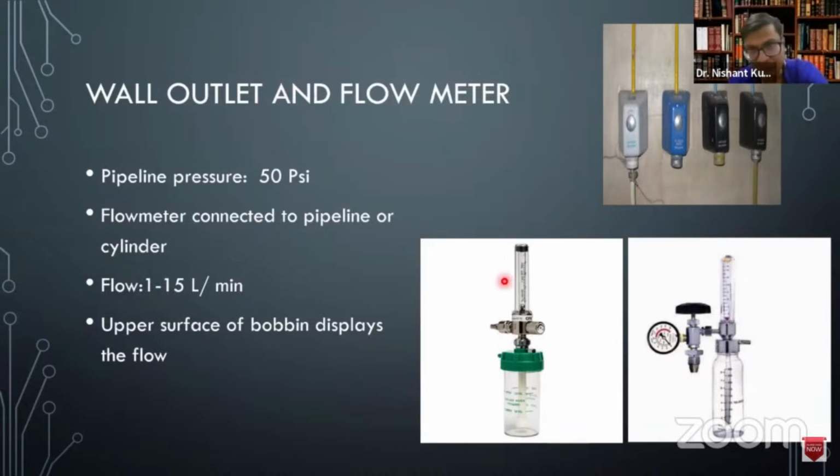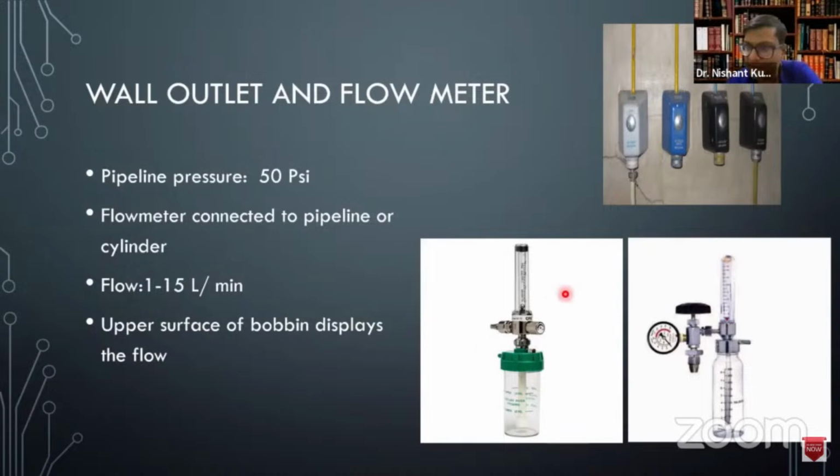Now, these flow meters usually give a flow from 1 to 15 liters per minute, which is usually sufficient for mild to moderate requirement. Now, if you see, this is for the pipeline. This outlet is for a jumbo cylinder, which I showed in the previous. So the 2200 psi is decreased to roughly 14.3 psi, and ultimately you get a flow from here.